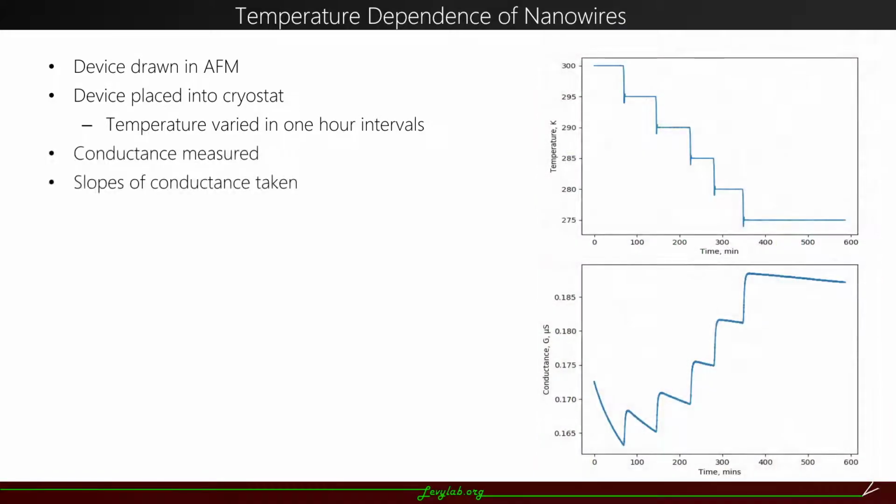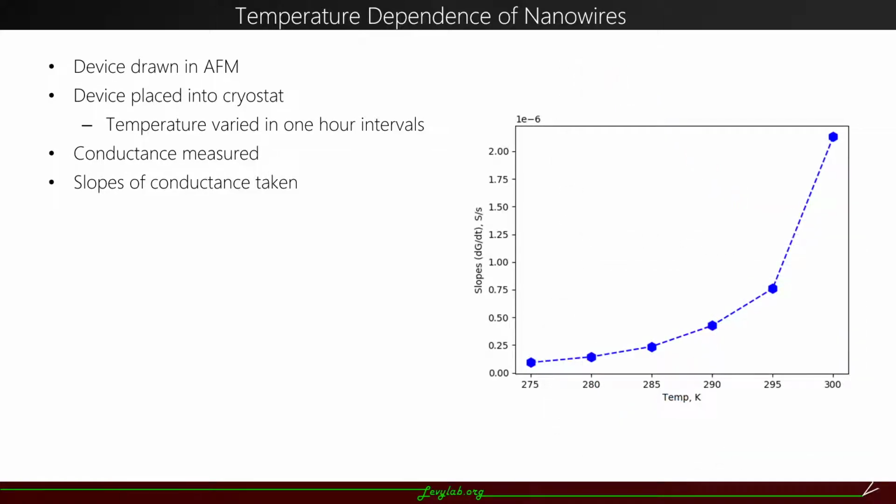We then vary the temperature in 1-hour intervals, as seen by this top figure here, and we measure the conductance as a function of time, and we can compare that to the temperature. So you see, when the temperature drops, there's a steep jump in conductance, and then it decays normally over the time where the temperature is stable. We then measure the slopes of the conductance, applying a linear fit due to the short time scales, and we then plot the slopes against temperature.